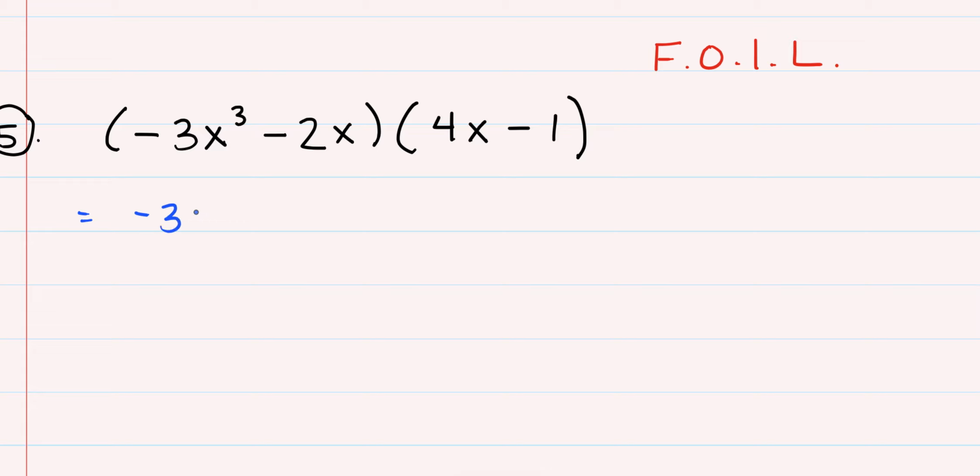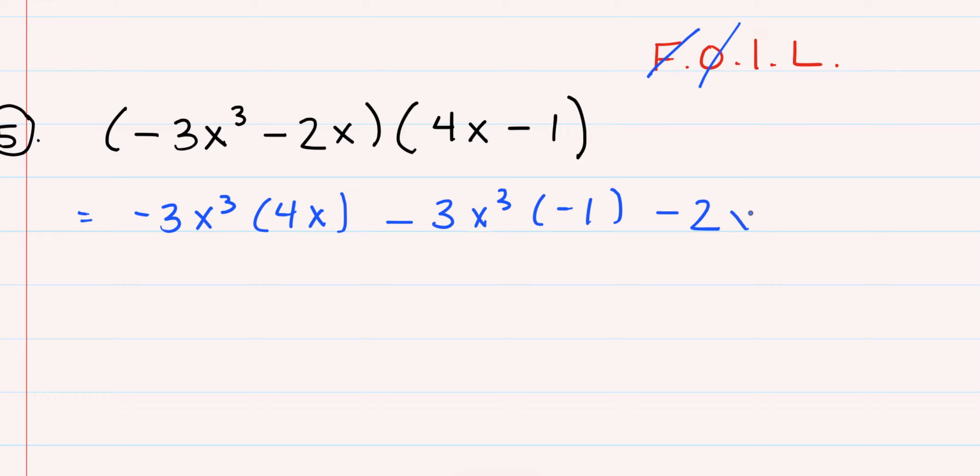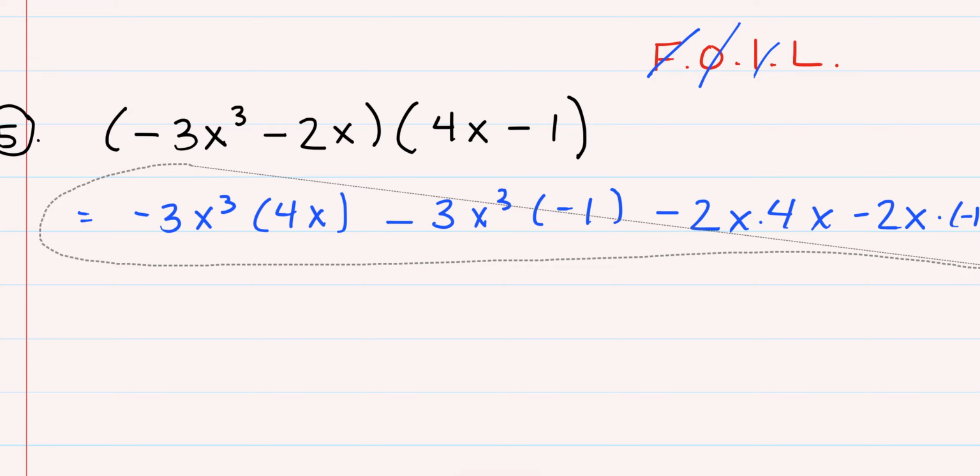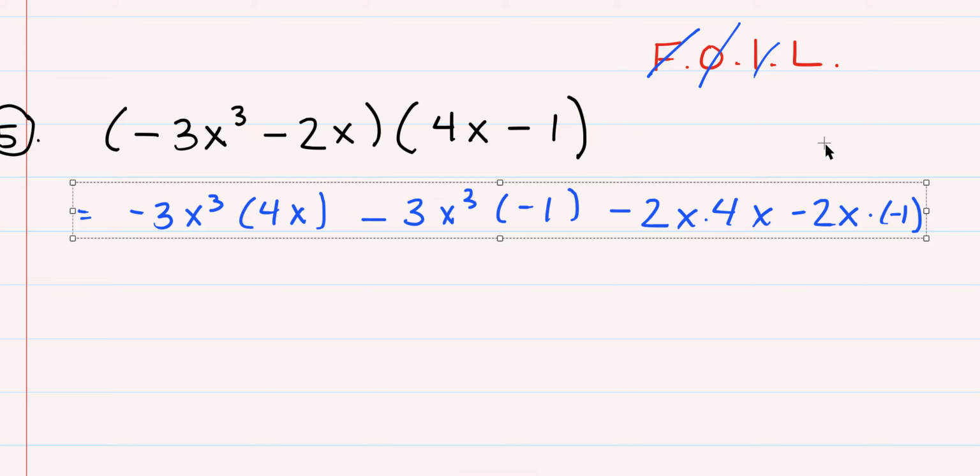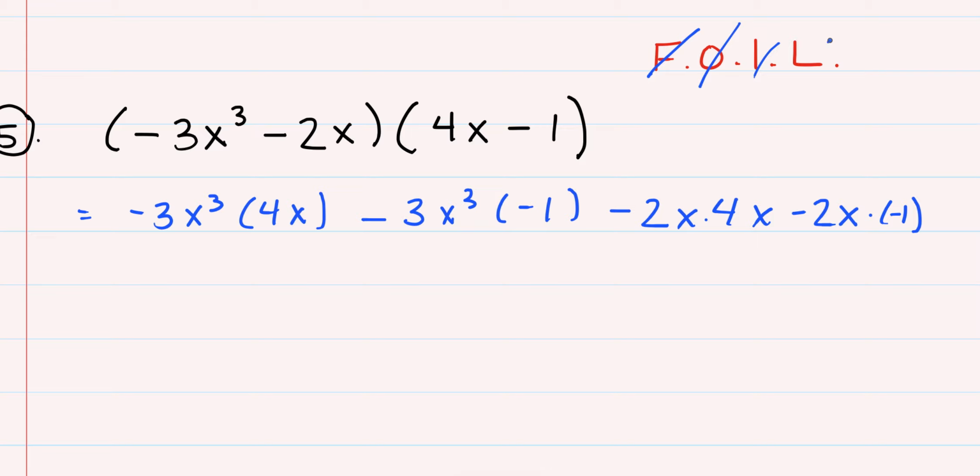So this is negative 3x cubed times 4x. That's the first ones. And the outer is a negative 3x cubed times a negative 1. So this one with this one takes care of outer. Then we have a negative 2x times a 4x for the inner. And then the last piece is a negative 2x times a negative 1. Let me make this a little bit smaller so I can put it on the screen. That takes care of last.